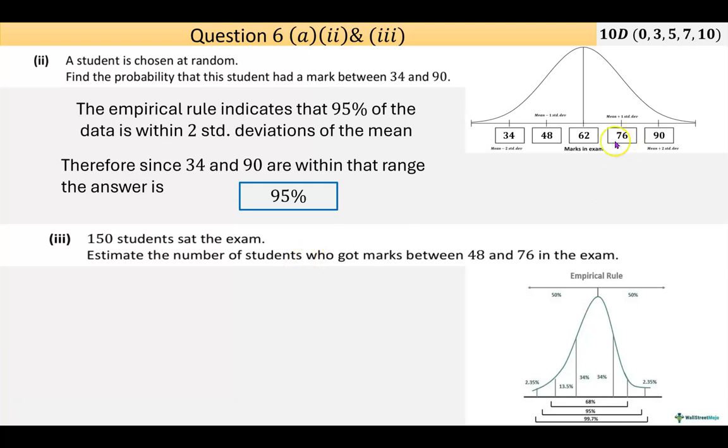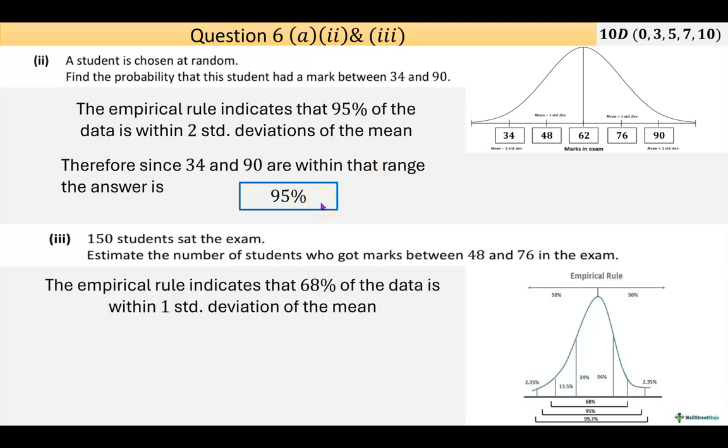Now, really quoting anything from this, if you recognize that 34 and 90, if you said something like strong probability, maybe that would show some understanding of the empirical rule, but they might be looking for something maybe more exact. Now, part three says 150 students sat the exam. Estimate the number of students who got marks between 48 and 70.